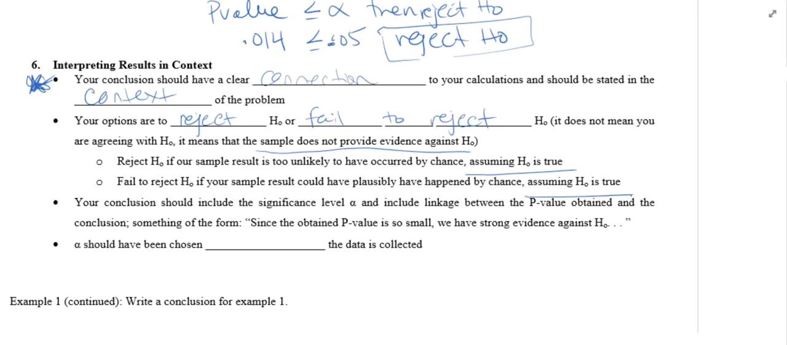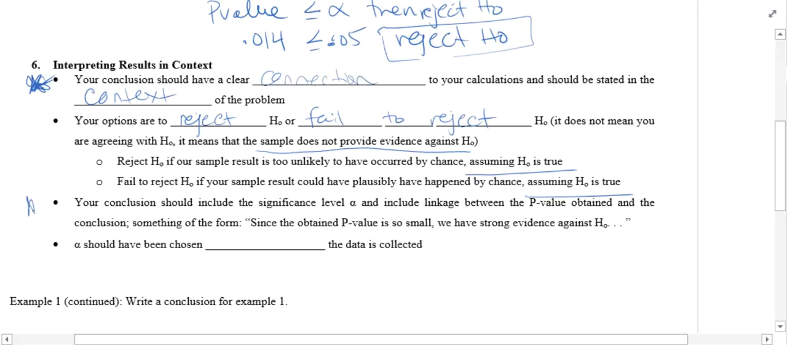Your conclusion should include the significance level alpha and include linkage between the p-value obtained and the conclusion. Something of the form, the p-value is so small that we have strong evidence against the null. This, again, comes straight from the grading of the AP exam. So I'm going to show you how to write your sentence correctly.